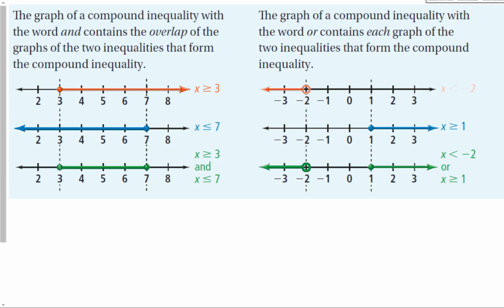So the graph of a compound inequality with the word and contains the overlap of the graph of the two inequalities that form the compound inequality. So if you look at my first inequality, x is greater than or equal to 3, and x is less than or equal to 7. If we say the first one and the second one, we want both to be true. So in order for both of them to be true, you can see that the red one goes to the right, the blue one goes to the left, and in between, the place where they are both true is going to be between 3 and 7.